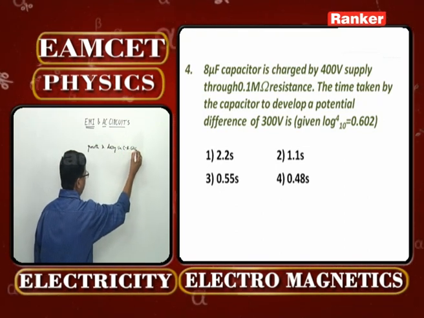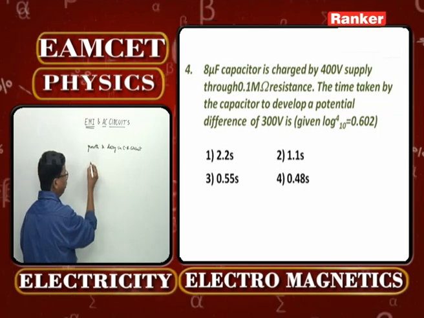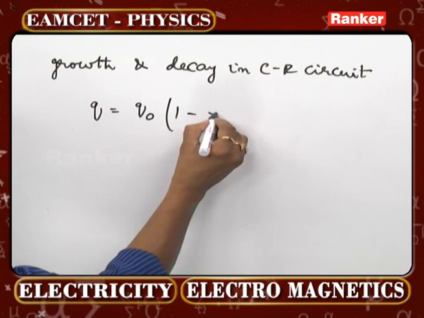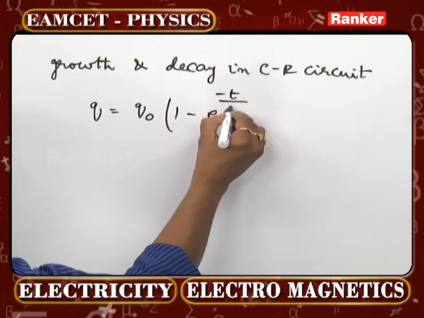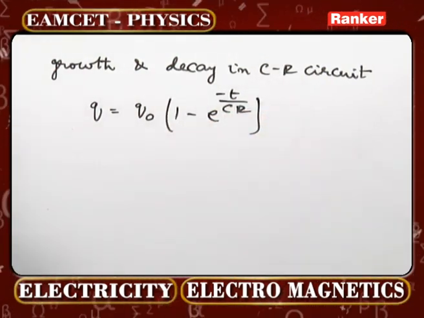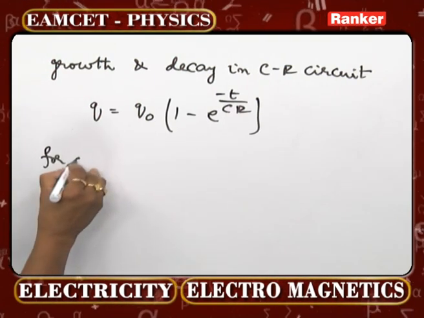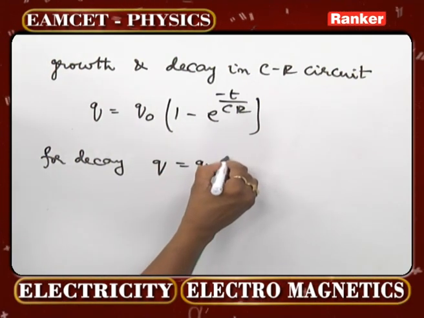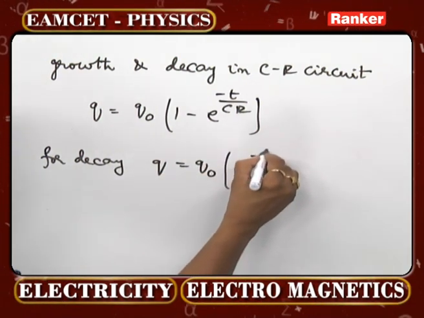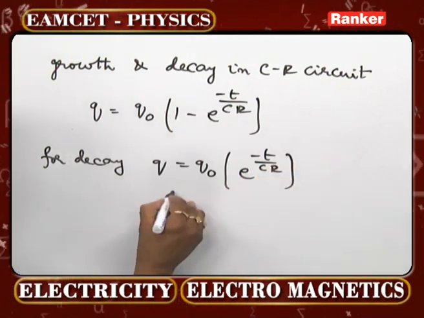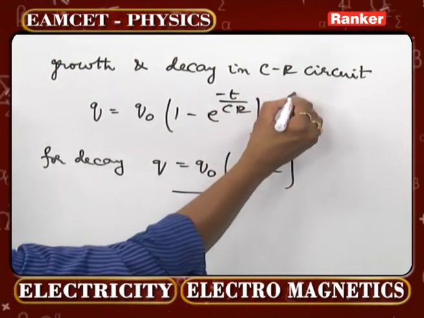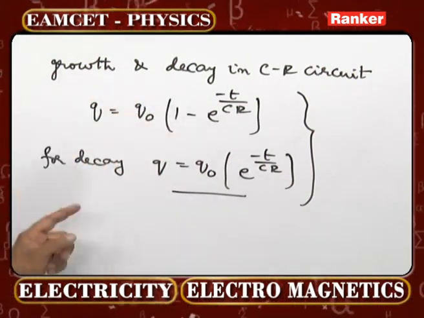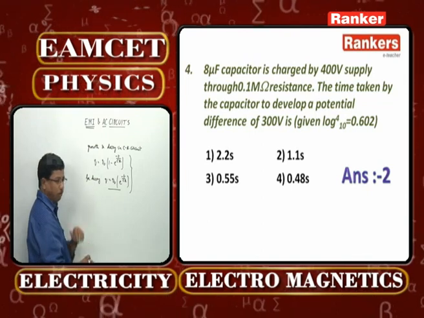CR circuit, when you take, what is the formula for growth? Charge Q is equal to Q naught into 1 minus e power minus t by CR. That is the formula for growth. And for decay, generally we used to take Q is equal to Q naught into e power minus t by CR. This is for decay. So these two are the formulae you people have to remember. One for growth of the charge in CR circuit, one for decay of the charge in CR circuit.